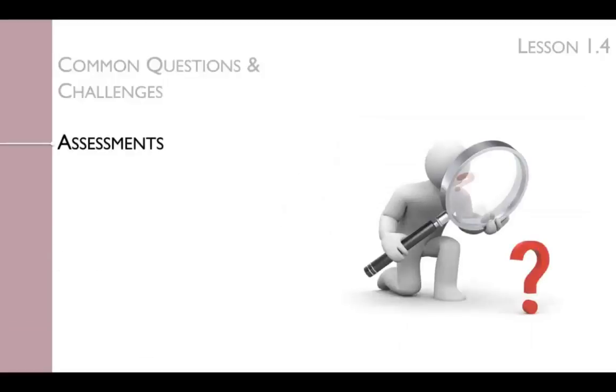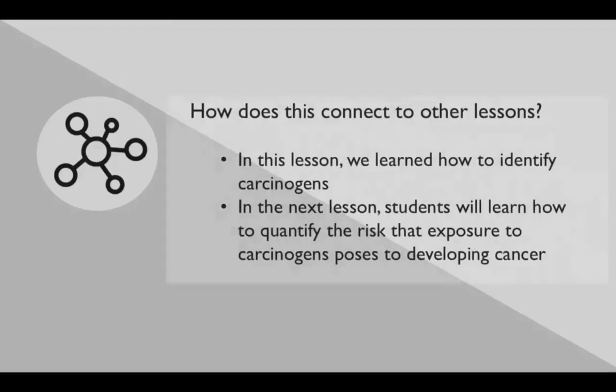At the end of the lesson, collect the lesson worksheets to assess how students weigh the evidence for or against causal relationships by using Hill's postulates. In this lesson, we learned how to identify carcinogens. In the next lesson, students will learn how to quantify the risk that exposure to carcinogens poses to developing cancer.